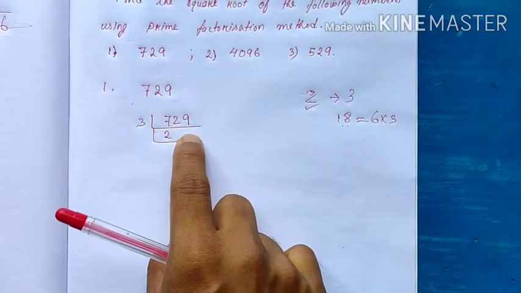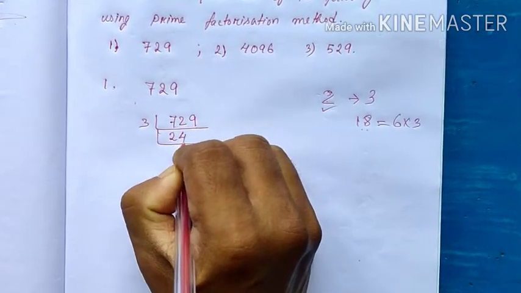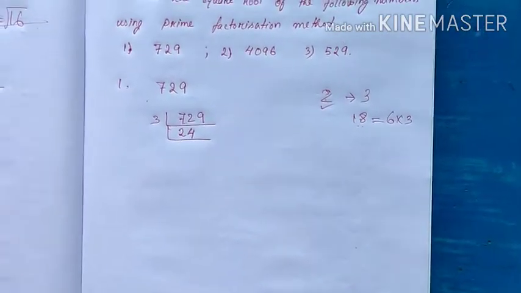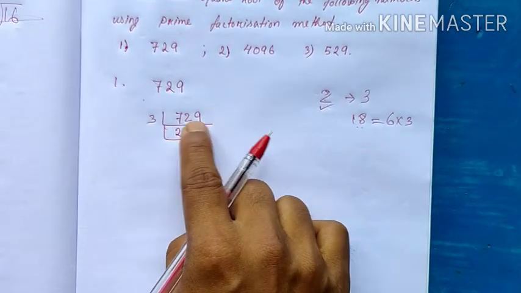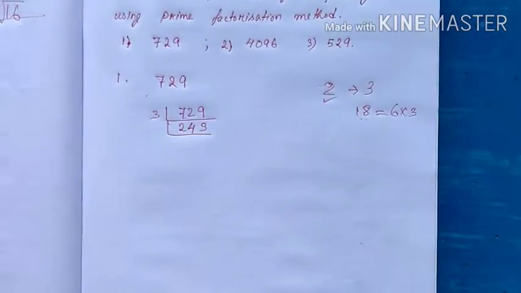So 3 into how much is close to or equal to 12? We know that 3 into 4 is equal to 12. So the next digit of the quotient will be 4. And what is left now? 9. So 3 into what will give me 9? 3 into 3 will give me 9.